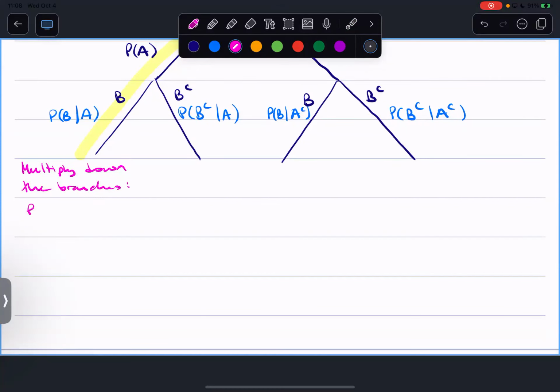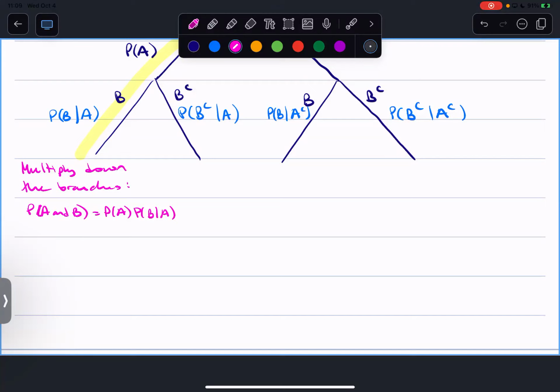to find the probability of A and B is the probability of A times the probability of B given A. Right, that conditional probability.